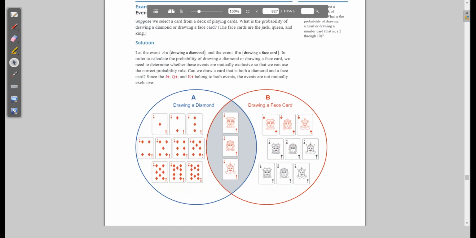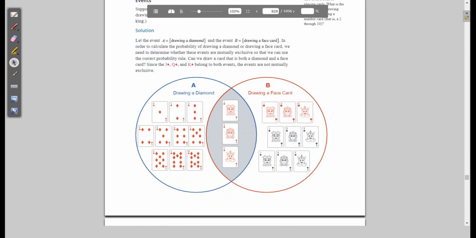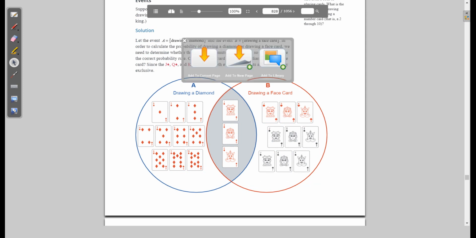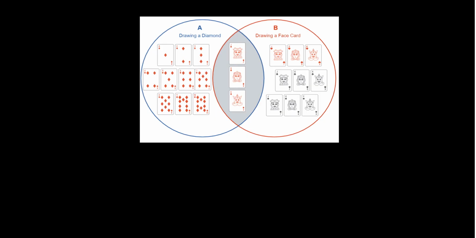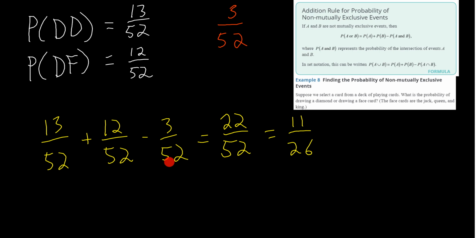Now, let's put this on the next page, because this really shows what I'm trying to say. Of course, I think you got it, but I'm going to snip it anyways. So drawing a diamond here is set A, and these are all the diamonds. And drawing a face card here is set B, and these are all the faces. Well, the king, queen, and jack of diamonds appear in both sets, so we can't count them twice. And so that's why we subtracted those 3 cards. That's why we did that here.